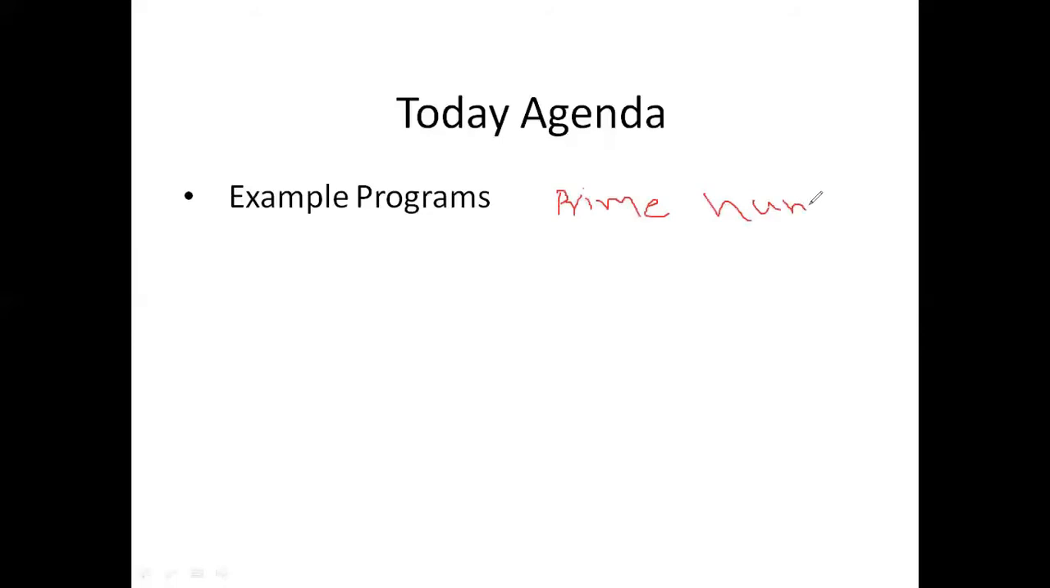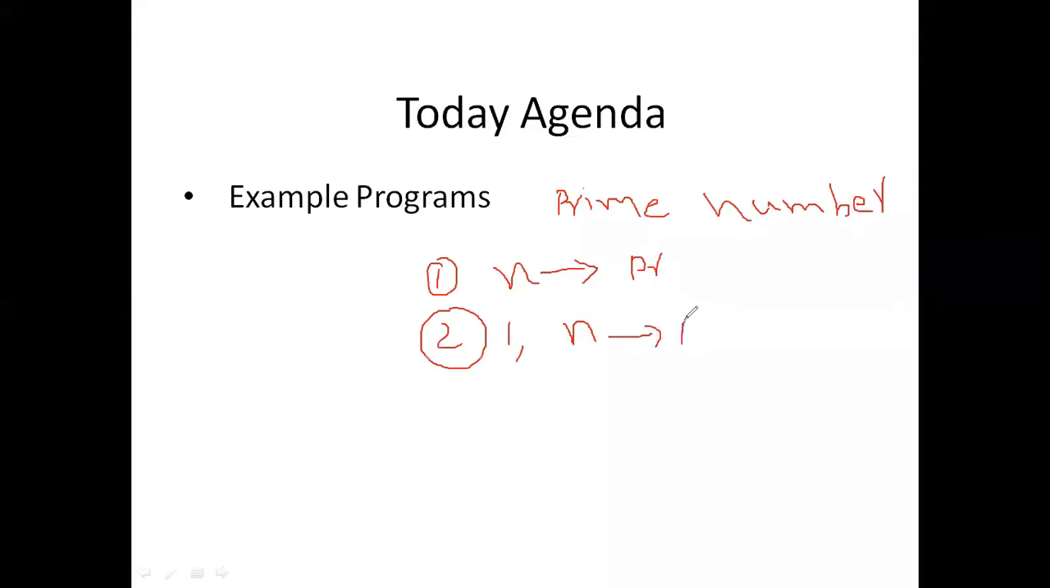In this, we are going to discuss 5 programs. In the first program, we are going to give a number and print whether this number is a prime number or not. In the second program, you are going to give a number and print all the prime numbers in this range.